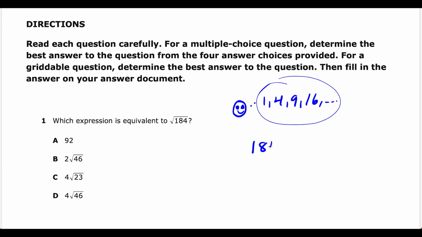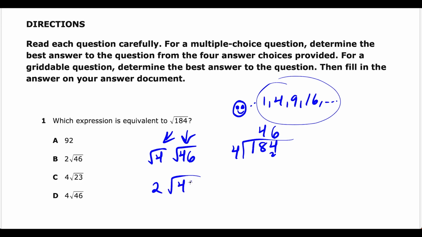If we do 184 divided by 4, we could use a calculator for this, or we could do this by hand, and this is going to go in 46 times. So this breaks down to the square root of 4 times the square root of 46. And now 4 is a perfect square, so the square root of 4 is 2, and we have 2 times the square root of 46, and this is as simplified as it gets.